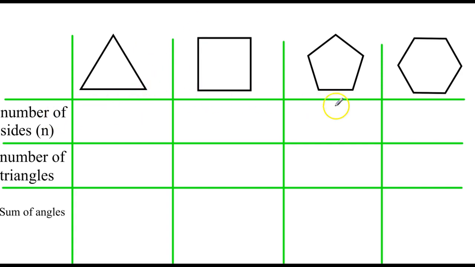So as we look at this, the first row is pretty easy to figure out. The number of sides we're just going to write here as 3, 4, 5, and 6. That's the number of sides this polygon has. Now the number of triangles, I want you to figure out the number of triangles each shape can be broken down into in a unique way.